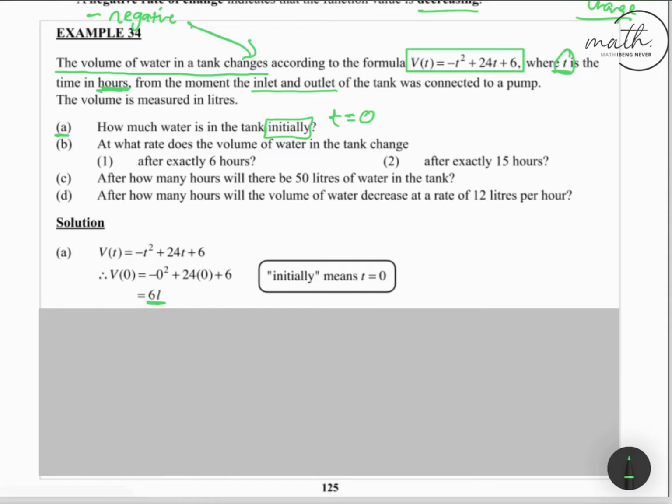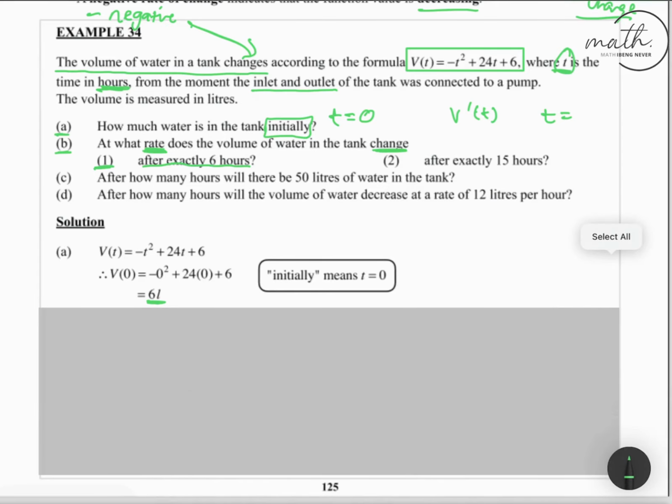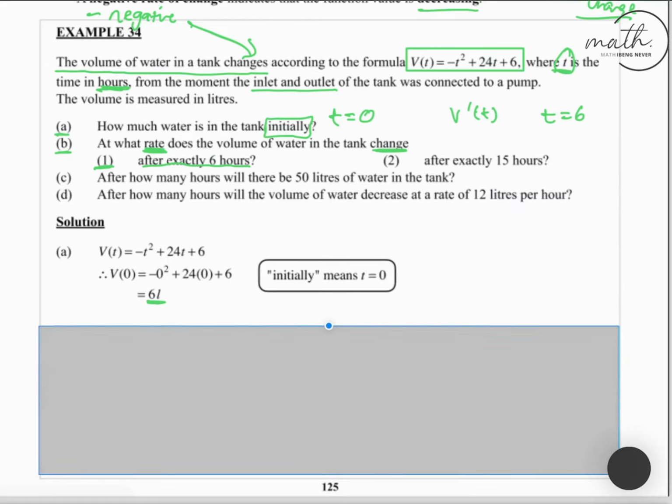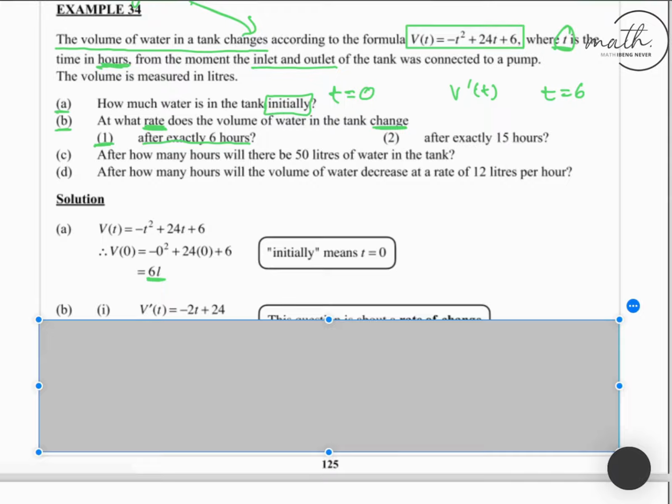B. So for B, at what rate, so if you see this word rate, that means first derivative. After exactly 6 hours, that means they want V prime of t, then they also gave you that t is 6. That means you find the first derivative, then you put 6 where you see t, and then you get the answer. So let's look at it. Again, V prime of t, first derivative, exactly the way we did it.